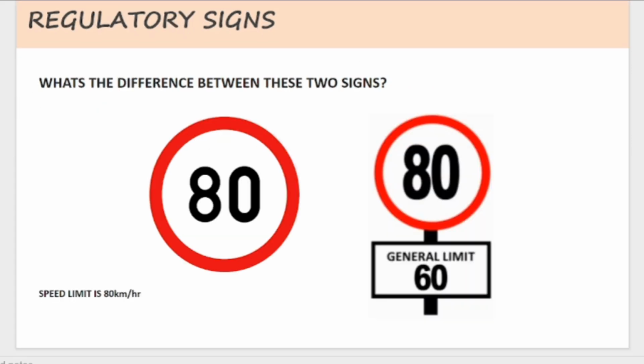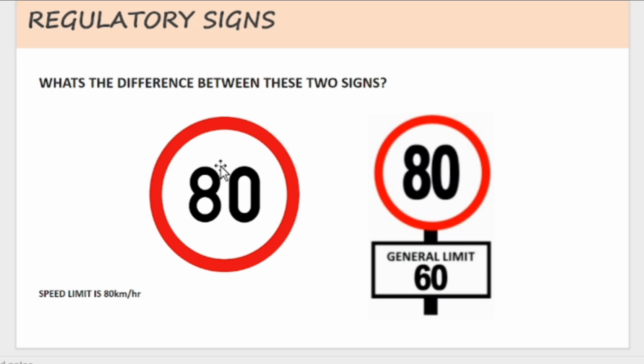Now, these two, what is the difference between these two signs? These two are some of the questions that get a lot of people confused, and I'm here to explain something about these two signs. So here we have what we call a speed limit sign, as we have an 80. You can appreciate that this means that our speed limit is 80 kilometers per hour. Now this one is quite different in that we do have an 80, but we also have this rectangular sign, and this one says general limit 60.